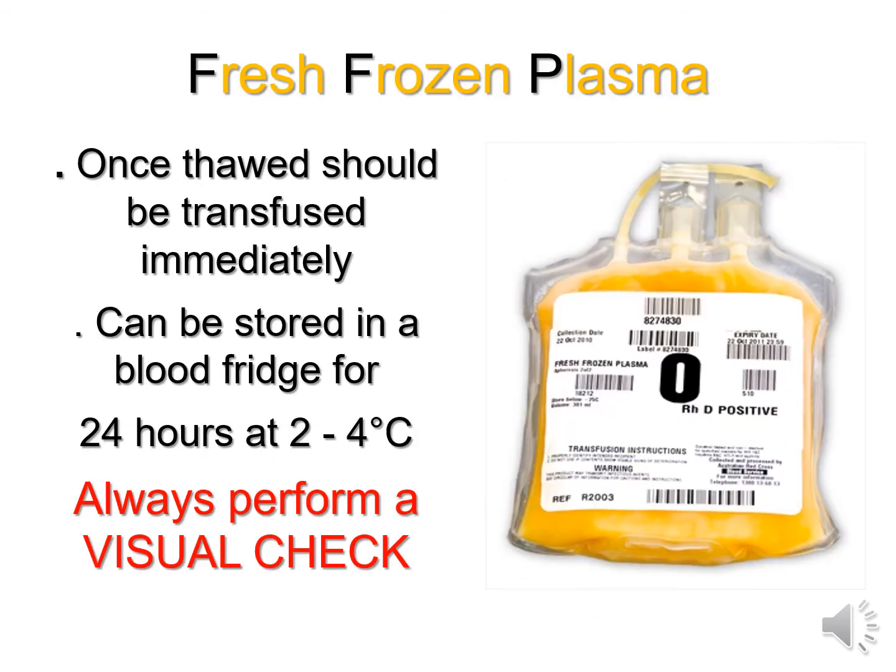Fresh frozen plasma. Once it's thawed, it should be transfused immediately, otherwise it can be stored in a blood fridge for about 1 day at approximately 2 to 4 degrees centigrade. However, before transfusion, you always perform a visual check to make sure that it's okay. Colour, consistency.